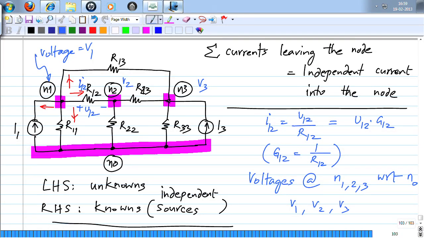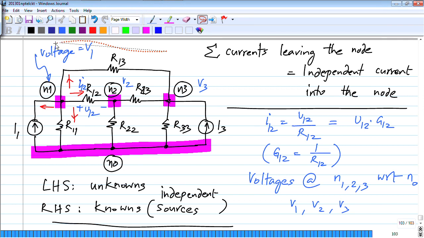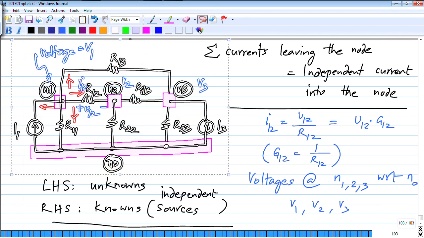Now there is one question basically asking, instead of current sources, if we have voltage sources, what do we do? Right now let's not take that case. I'll first do it with current sources and resistors, and later we'll consider the case of independent voltage sources. So looks like things are clear so far. So now let me go ahead and write the equations in the manner I described.